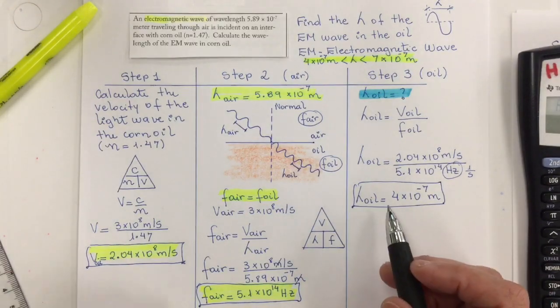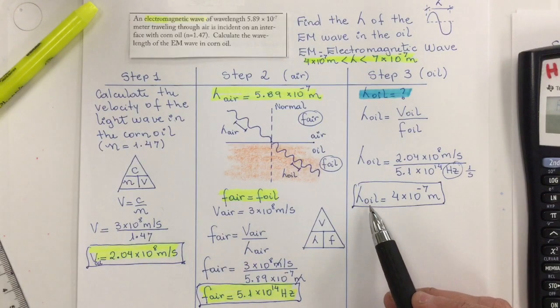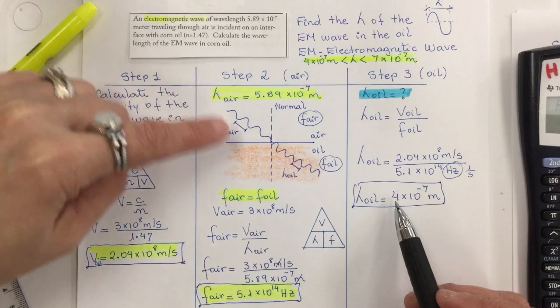And our result makes sense because the wavelength in the oil is less than the wavelength in the air.